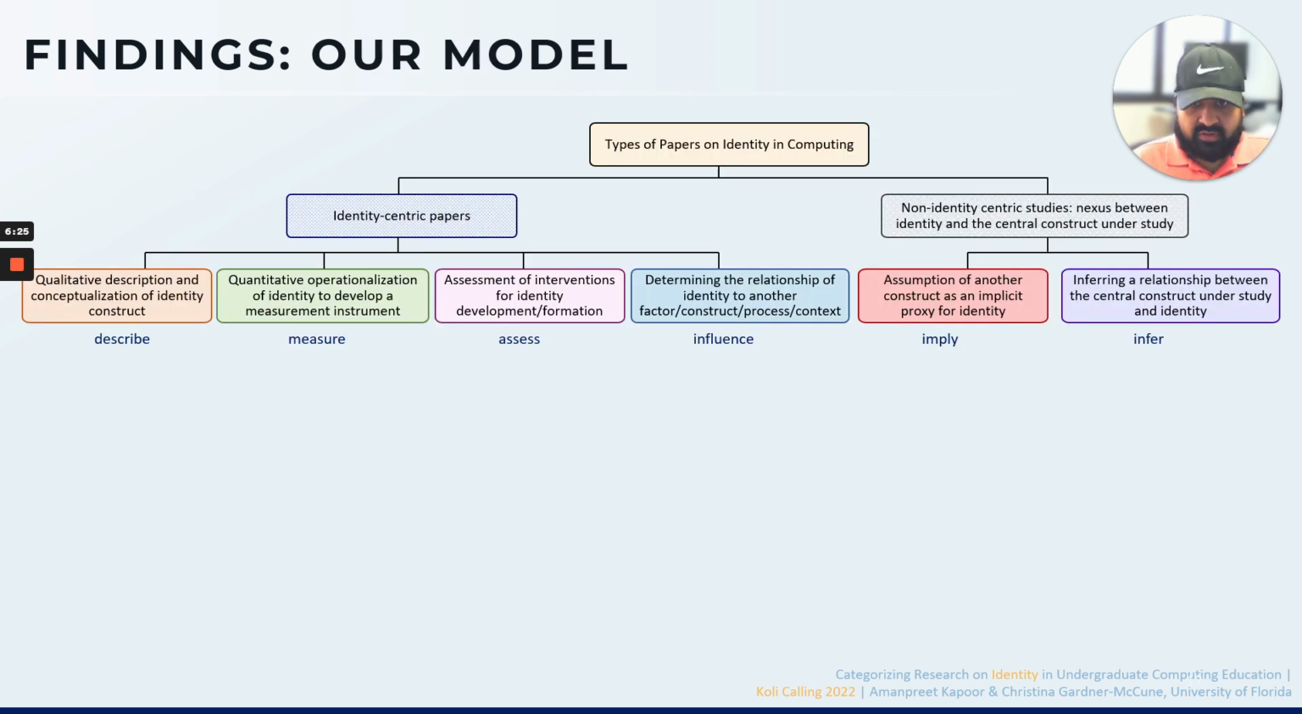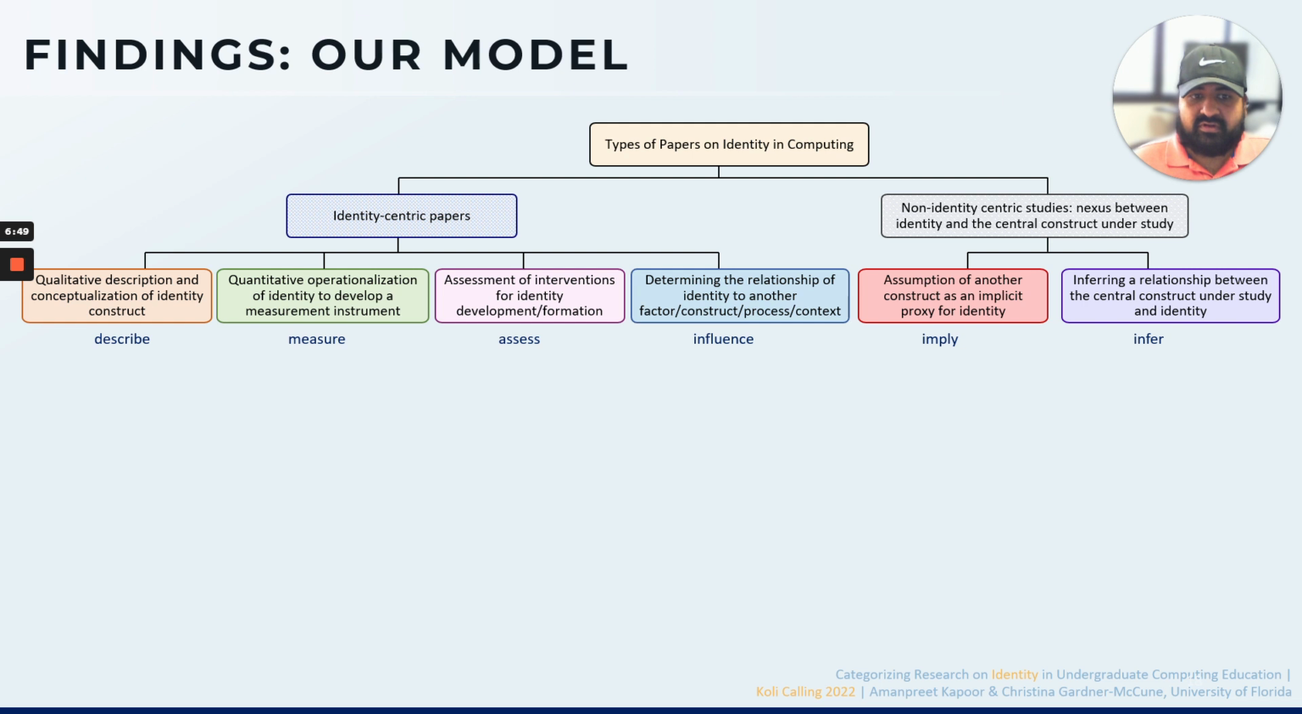And based on the data in our corpus, we categorized them into 2 themes and 6 categories. And these 6 categories were exhaustive in the sense that all papers fell in one or more of these categories or one of these themes.